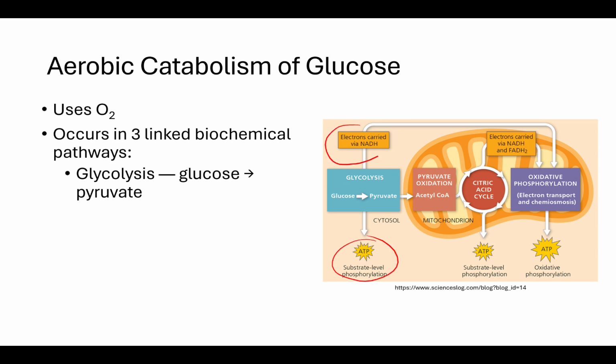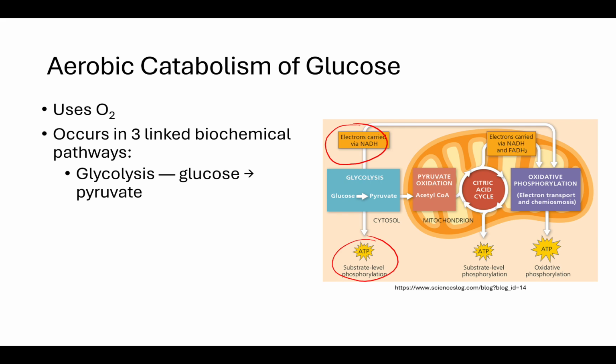It also releases some high energy electrons, which are going to be carried by a different high energy electron carrier from what we saw in photosynthesis. In photosynthesis, we saw NADP plus and NADPH. In cell respiration, we're going to end up having NADH and FADH2.